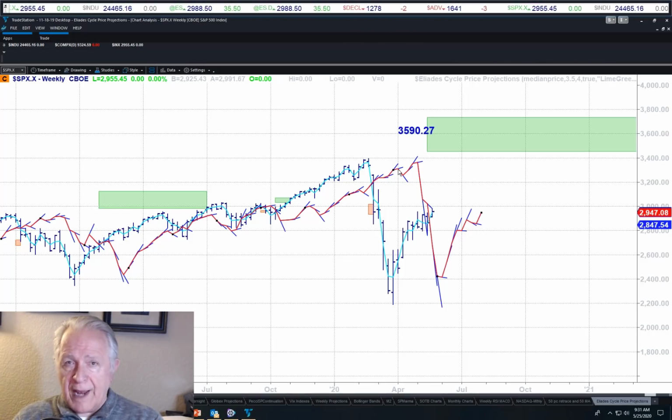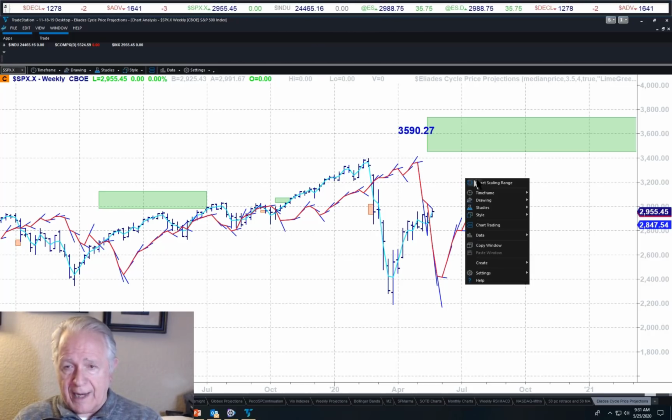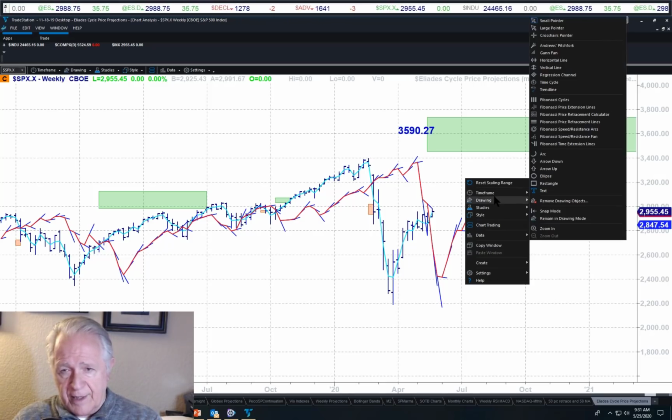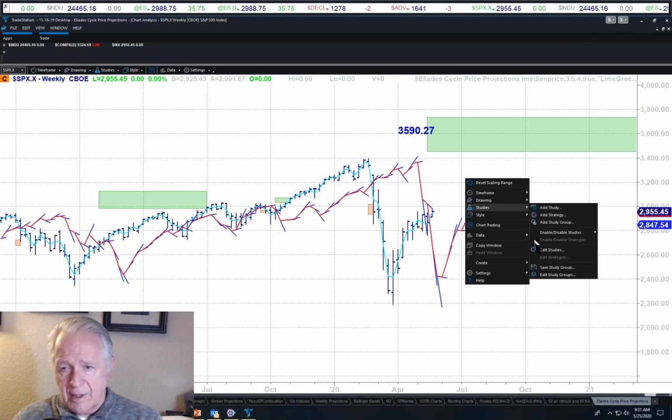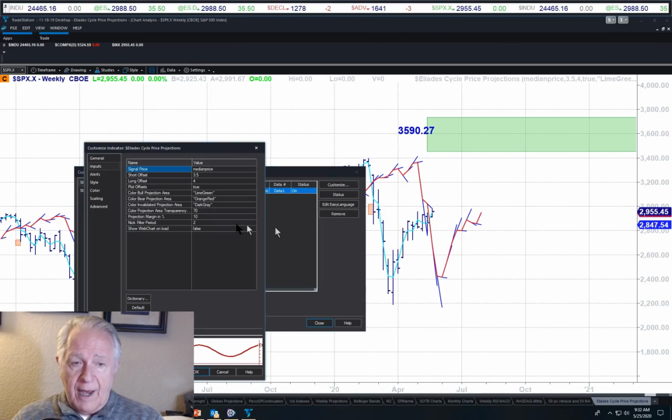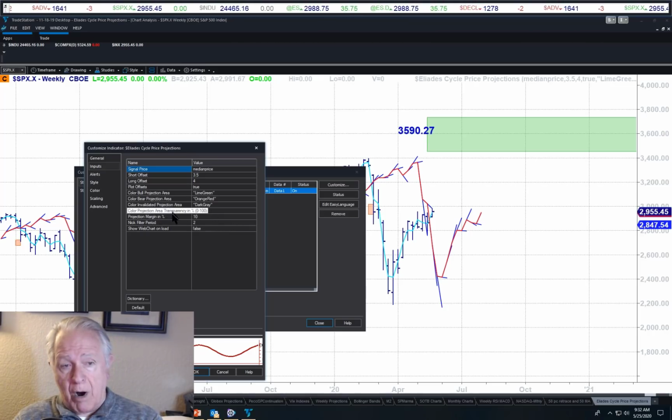For those of you that have the software now and are using it, let me show you how you work with that, because I'm not quite sure that I made this clear in the introductory video that I did. So you want to go to Studies, and then Edit Studies, and then here's the indicator, the Eliades cycle price projection indicator. We want to customize it. Now, when you're doing the weekly projections, you want a projection margin of 10%. That's the way the Hurst numbers were originally done.